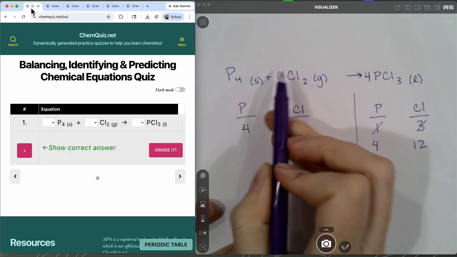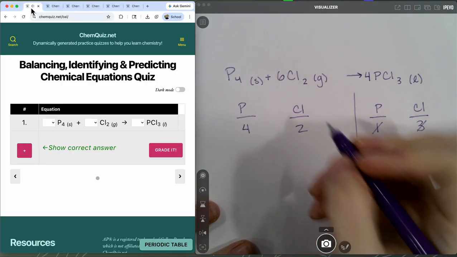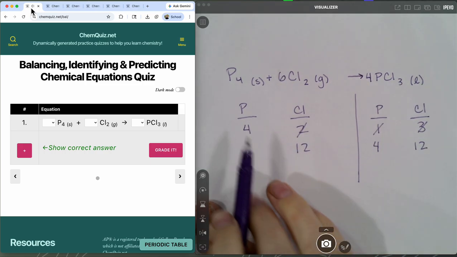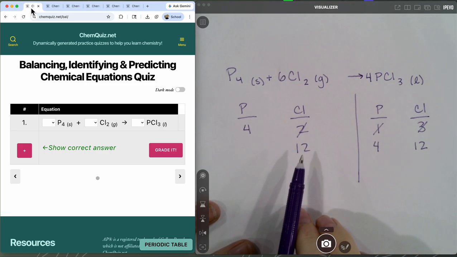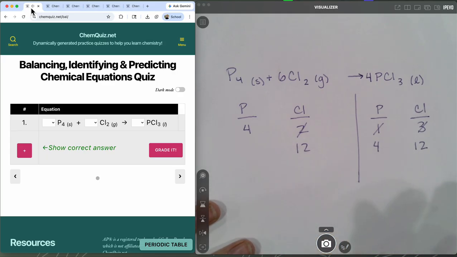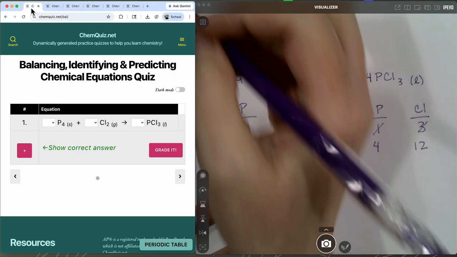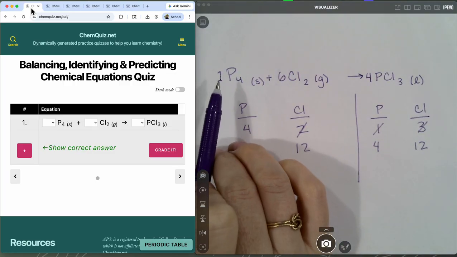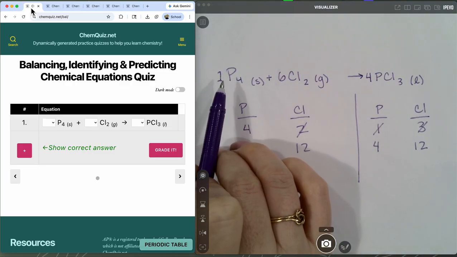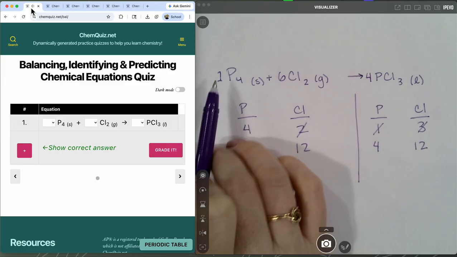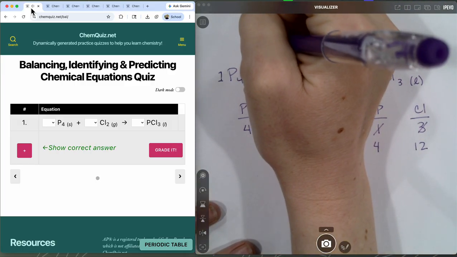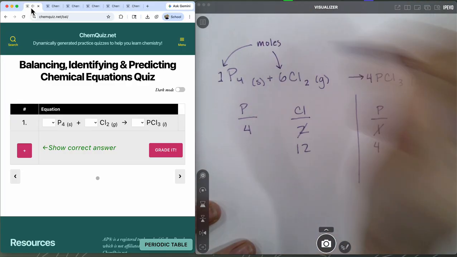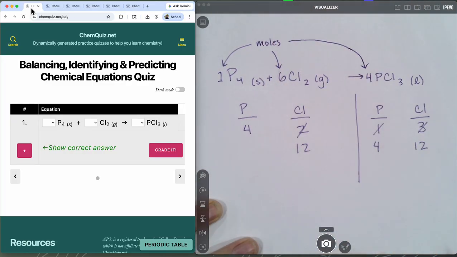Now that 6 is only going to apply to the chlorine because it's right after it. So I'm going to do that. 6 times 2 is 12. We've got 4 phosphorus. We've got 12 chlorine. I call that beautifully balanced. Okay, and don't forget, when we don't see a number in front of phosphorus there, we put a 1 there. The reason you shouldn't write it is because it's not considered professional, but keep it in mind because later when they ask you about moles and mole ratios, this is 1 mole, 6 moles, and 4 moles.